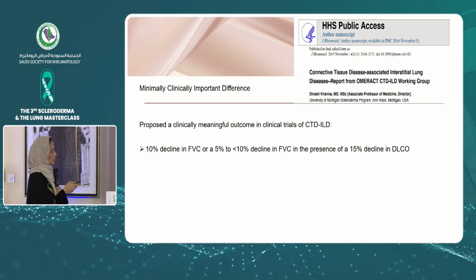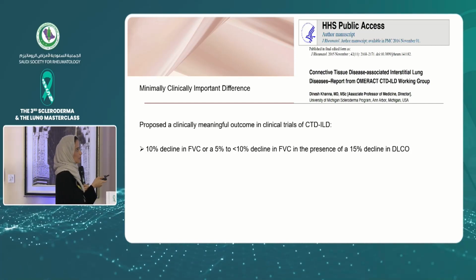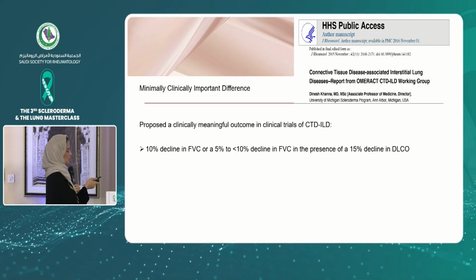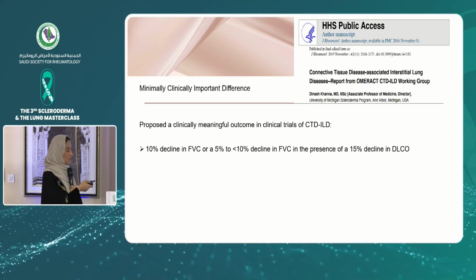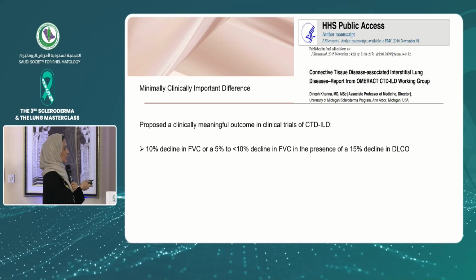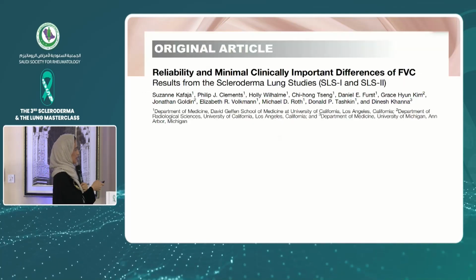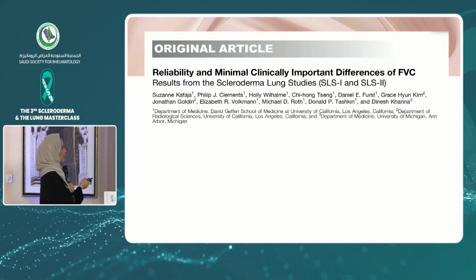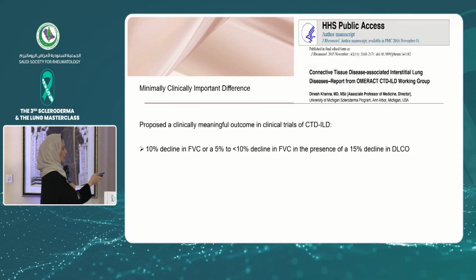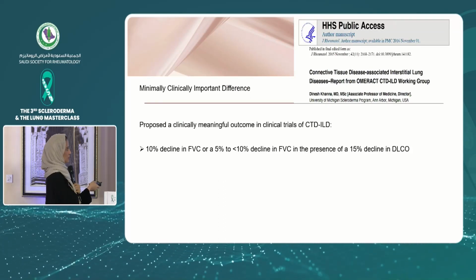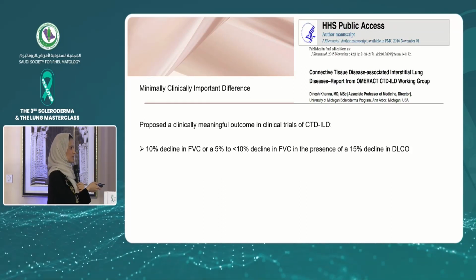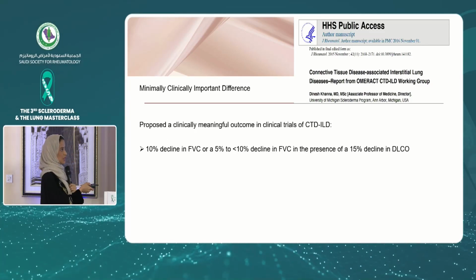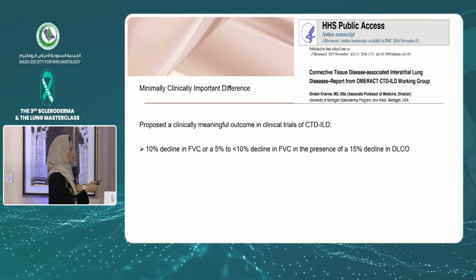So in the OMERACT working group, which was a very good initiative from them in 2005, they proposed MCID for the CTD-ILD being a decline in FVC by more than 10%, or less than that if it's associated with a 15% decline in the DLCO.